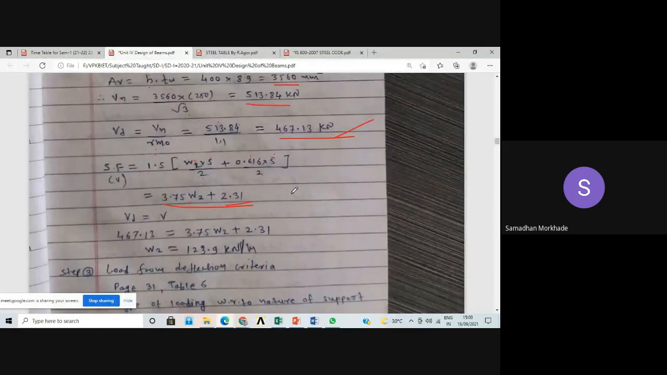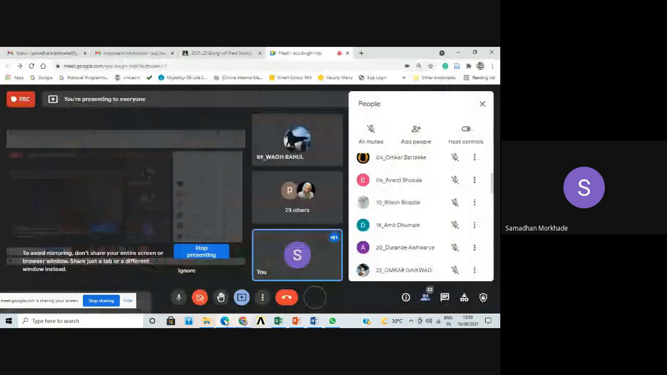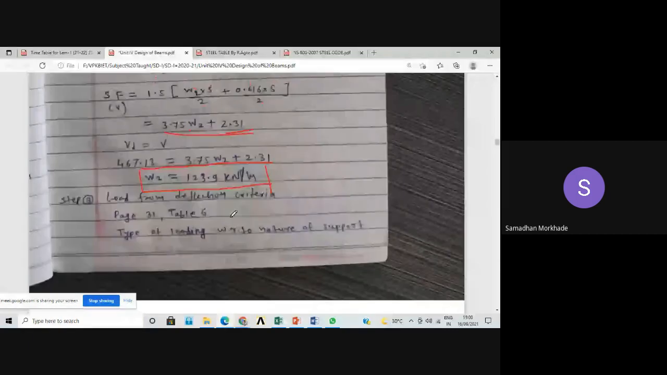Now in a similar way, as you equated MD equal to M, similarly equate VD equal to V. Design shear force is equal to actual shear force. Therefore VD, 467.13, is equal to 3.75 into W2 plus 2.31. Therefore W2 is equal to 123.9 kilonewton per meter. This is the second load that comes from the shear force criteria. So we got two values of load.